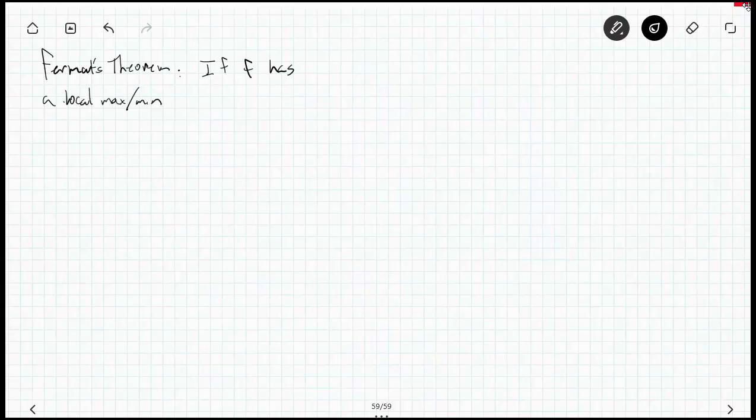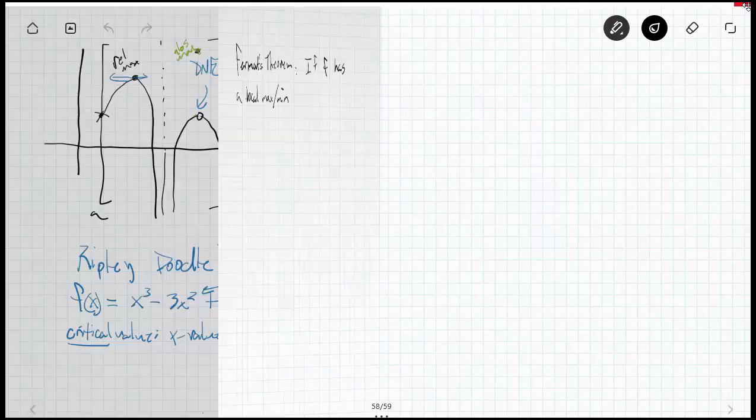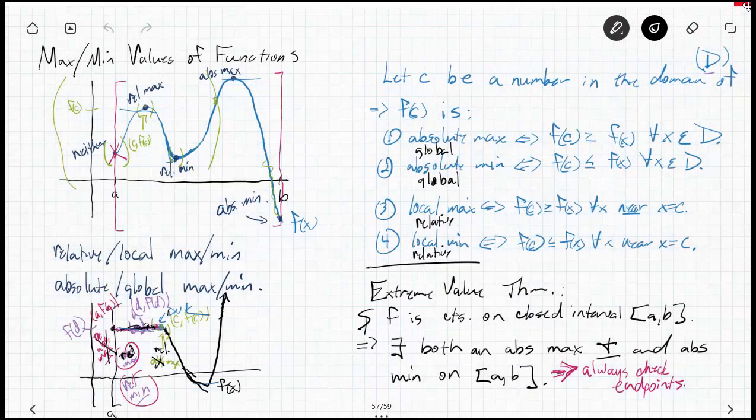or min. Now, remember, a local max, okay, this is where it gets a little confusing. An absolute max, if we go back and look at our definitions, this won't take but a second, so bear with me. An absolute max is greater than or equal to f of x for every x. A relative max or a local max is greater than or equal to f of x very near c.